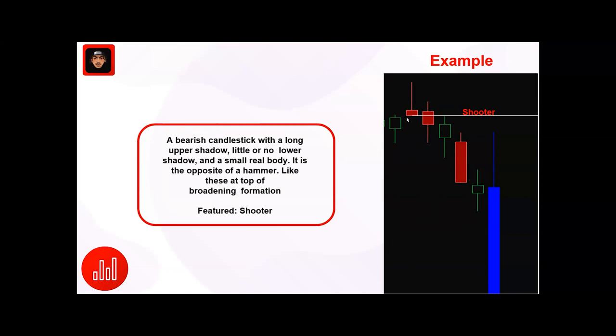This line right here signifies where your entry would be. So if I was trying to take this, this is your textbook 2-2 reversal. The entry is below here. For me, I'd probably put my stop up here, especially if it just created the top of the broadening formation. I put my stop at the top of this or just slightly above the broadening formation.